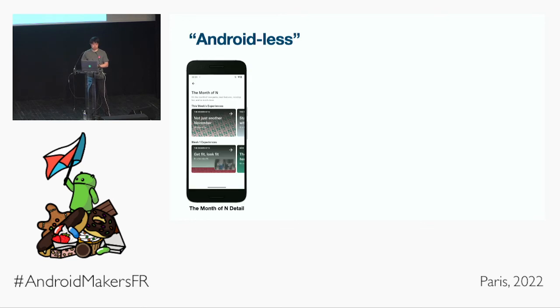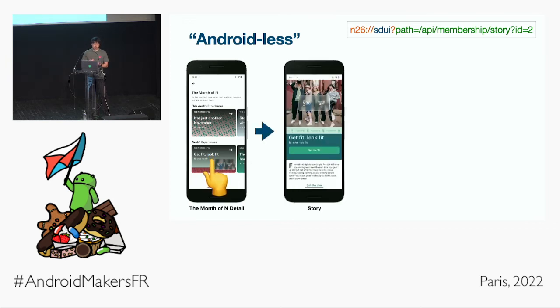So here's an example. You have this month detail, you click, and you have this deep link that navigates to this story with the ID 2. When you click the item, it navigates to the next screen, passes this web service downstream, performs the request, and loads a server-driven UI screen that's dynamic.